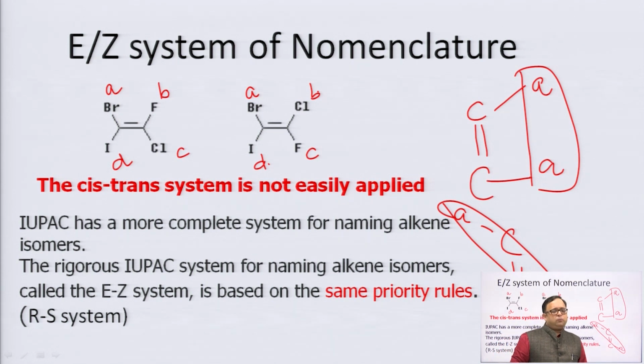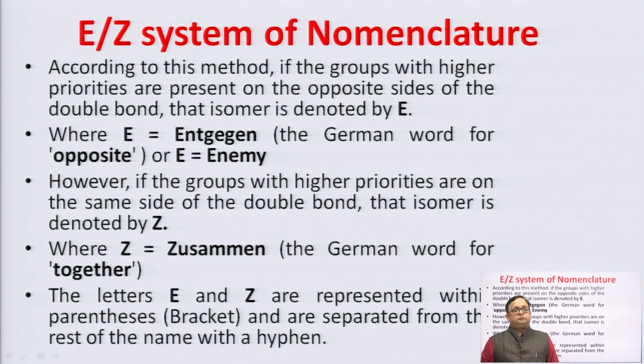Rather, we have to apply a more complete, more robust system for naming these alkene isomers, and this system is called the EZ system. This system is based on the same priority rule that we discussed in unit 1 to follow the RS system, Rectus and Sinister system. So, using those same priority rules, we can assign the EZ system. So, EZ system, let us go through some basics.